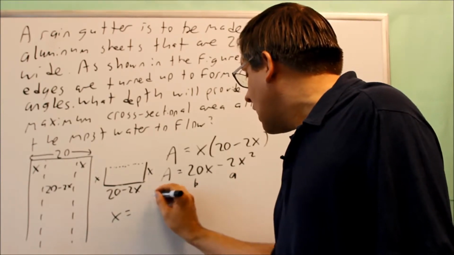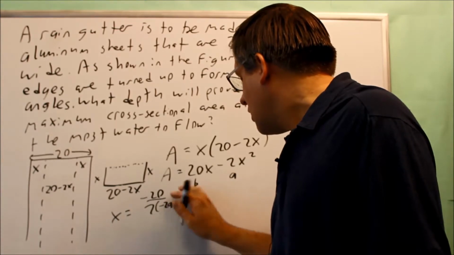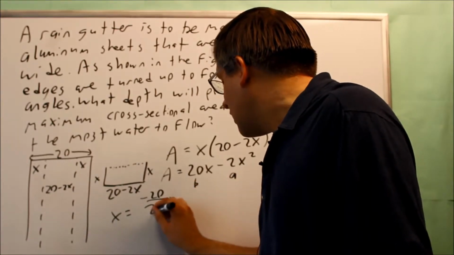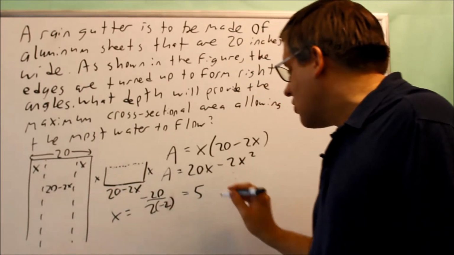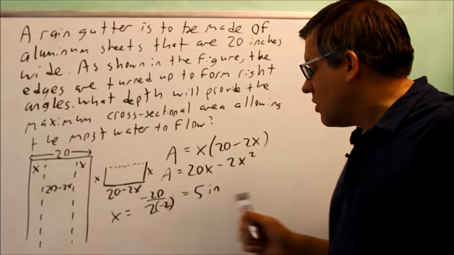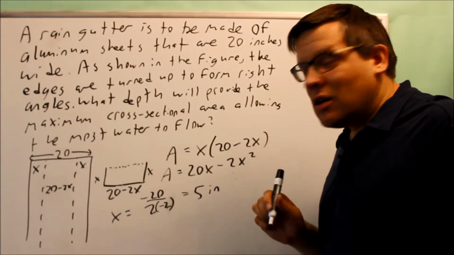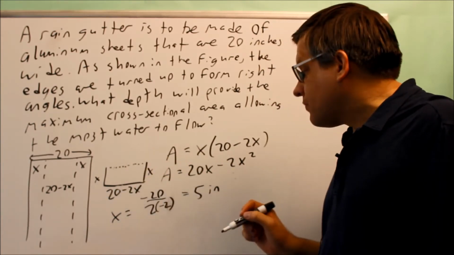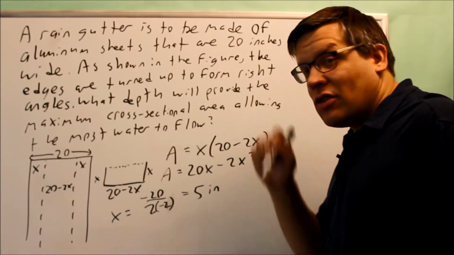So I have negative b, which is negative 20, over 2 times negative 2. And when I divide that, I'm going to get 5 as the answer. So that would be 5 inches. Again, negatives cancel out and I get 5 as a result. So that tells me that in order to allow the most water through, I want to make that a 5. So the question is, do I have to do anything else here?